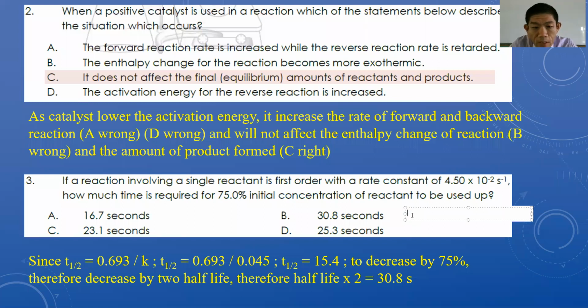So originally you have 100%. After the first T half, you get 50%. After the second T half, you get 25%. So that is what it means by 75% of the initial concentration of the reaction being used up. So you undergo 2 half-lives in here, and it is 30.8 seconds. So the best answer in here is B. Okay, so that is how you answer number 3.